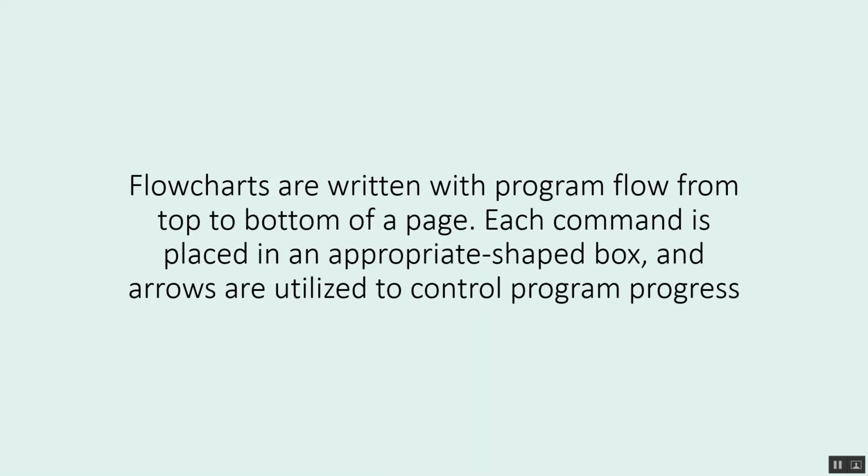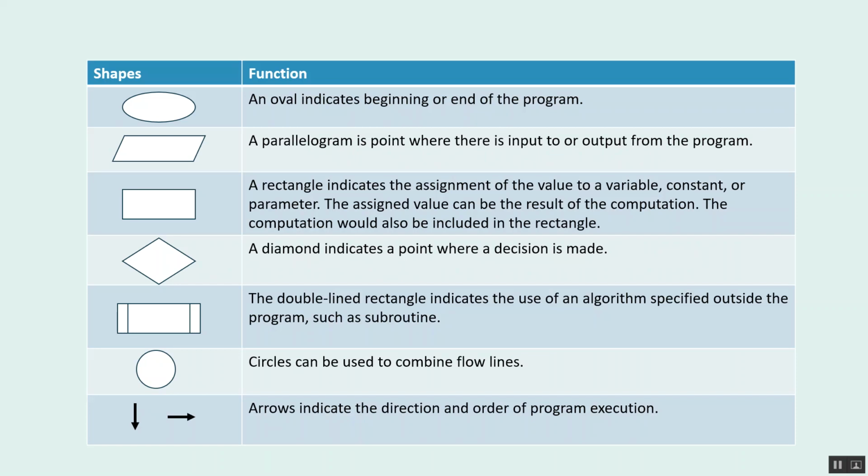Flowcharts are written with program flow from top to bottom of a page. So each command is placed in an appropriate shape box and arrows are utilized to control the program progress. Here are the shapes that are used in a flowchart. So we have an oval, which indicates the beginning or end of the program. And a parallelogram is the point where there is an input or output from the program.